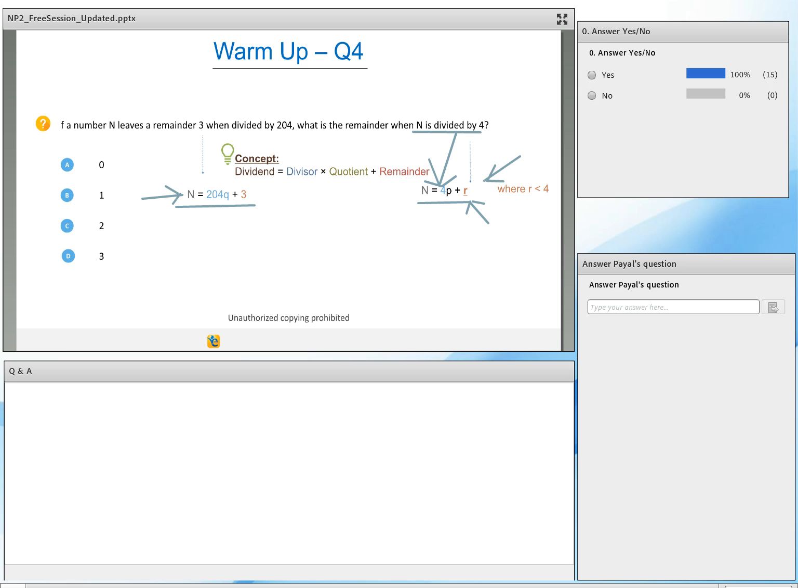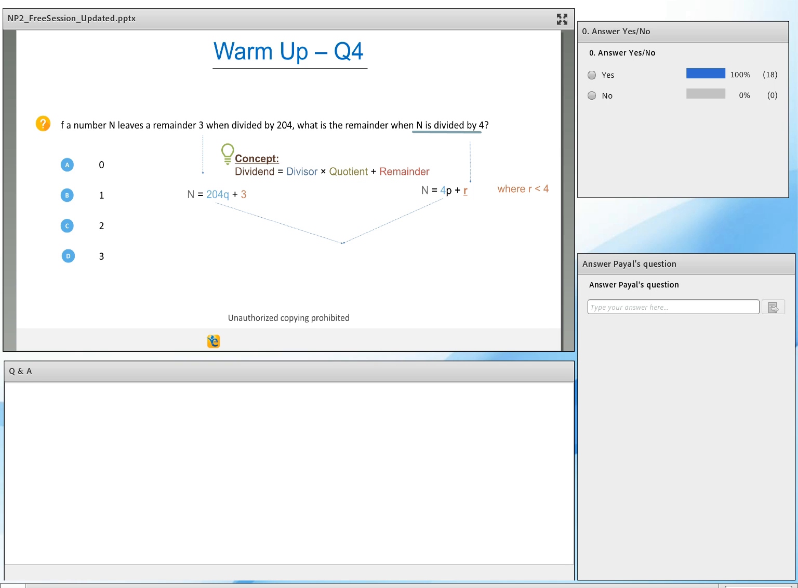And what does that translate into? Look at this: you have n on one side and n on the other side. You have a number that's a multiple of 204, and a number that's a multiple of 4. Then you have a number 3 that is not a multiple of 204, and a standalone number r, which is also not a multiple of 4. So there are lots of similarities between these two equations, and I try to use the similarities to my favor to find the solution. And this is what ends up happening.